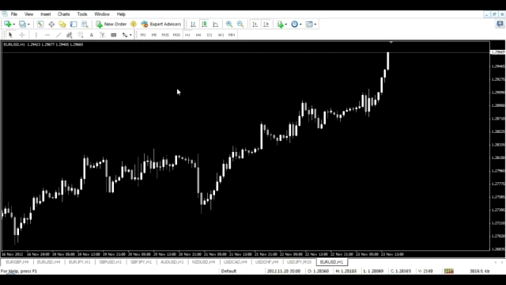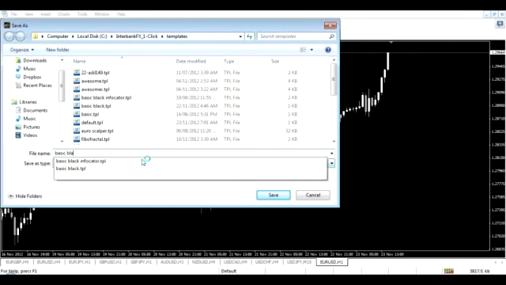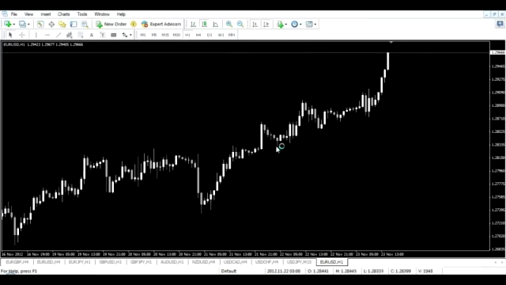Now I could save this as a template, which I'll do right now. Template button, save template. I'll call it basic black. Now I've got it saved as basic black already, but I'll save it again. Save. Yes, I want to replace it. Now when I open up a new chart, I can apply the basic black. This is going to be for a new trading system. If I want to add new indicators, something that I haven't done before, we'll go from here. If I like this setup, now to add the indicators.